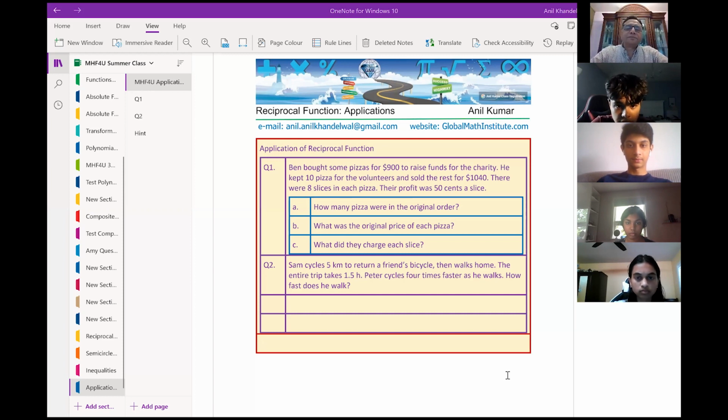Ben bought some pizzas for $900 to raise funds for the charity. He kept 10 pizzas for the volunteers and sold the rest for $1,040. There were 8 slices in each pizza. The profit was 50 cents a slice. How many pizzas were in the original order? What was the original price of each pizza, and what did they charge for each slice?